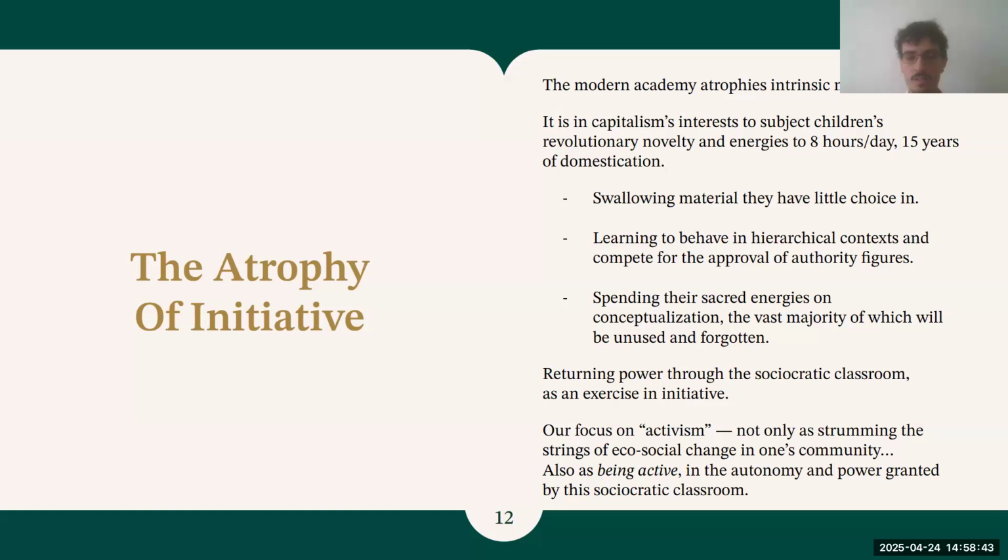So the Sociocratic classroom was a means of returning power as an exercise in initiative, working out that muscle again, which has been atrophied, the muscle of spontaneous activism. And this activism isn't just the commonly understood strumming the strings of eco-social change in one's community, but also being active. In that way, the modern academy inculcates passivity, a deadened obedience. So sociocracy is a means of activism, activism understood as autonomy and power, which the sociocratic classroom may grant.